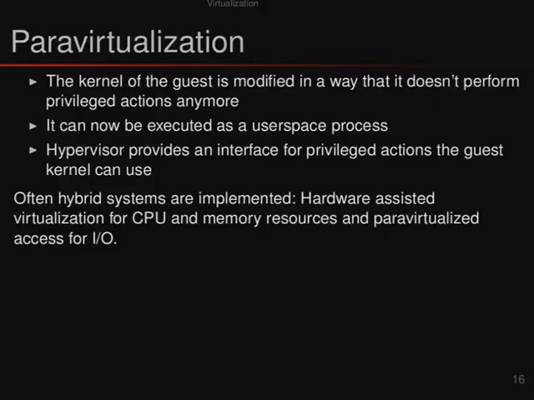Then there is the para-virtualization, which is another approach. The kernel of the guest is completely modified. Every privileged access is stripped from this kernel. And the hypervisor, which runs in kernel mode, offers, much like the syscall interface, a hypercall interface. So if you don't have any privileged actions in your code, you can just run the kernel in user mode. And every time it needs to perform some privileged action, it asks the hypervisor to do that for it.